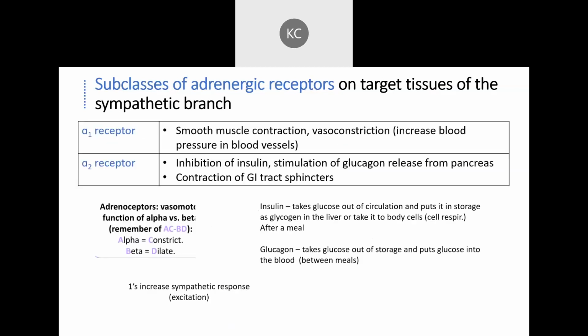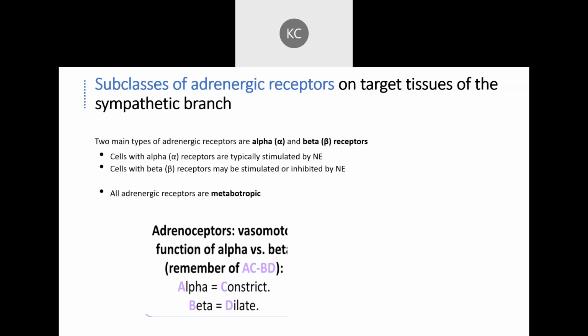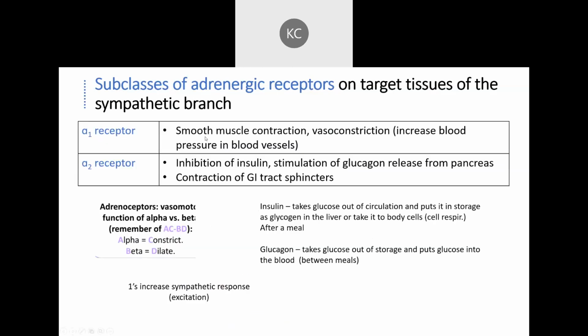Okay, so if we look at some examples of alpha receptors, here we're going to have contraction. Just remember, alpha, we're constricting, or you can think contraction, we're stimulating, right? So we are contracting smooth muscle. We're going to have vasoconstriction of blood vessels. A2, we can also contract different sphincters, so in the GI tract.